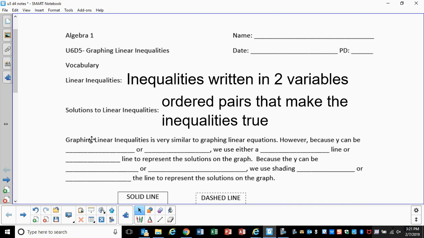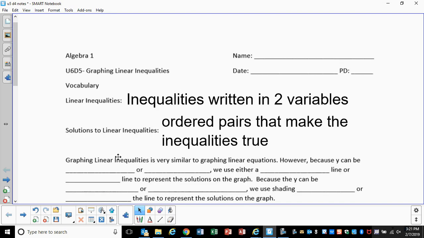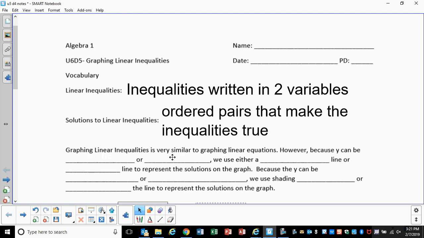Instead, we go ahead and we graph the inequality. A graph will show us all the ordered pairs that work. So, to graph linear inequalities, it's very similar to graphing linear equations. However, because the y could be equal or not equal to it, it should be greater than or equal to, or less than or equal to, or whatever, we use either a solid line or a dashed line.